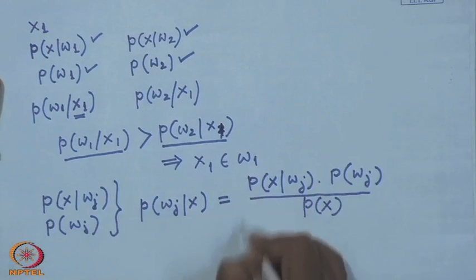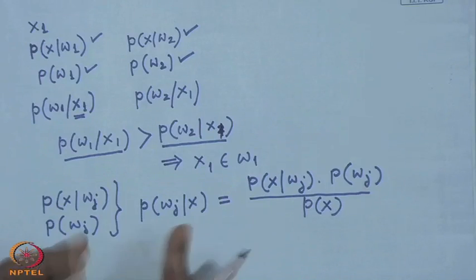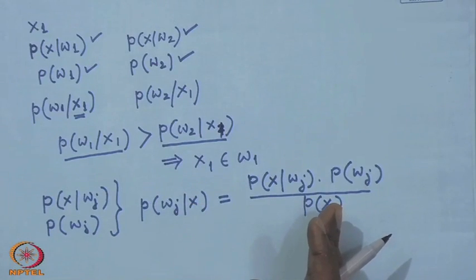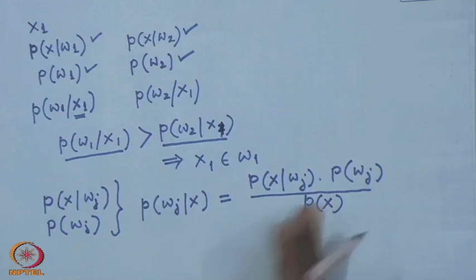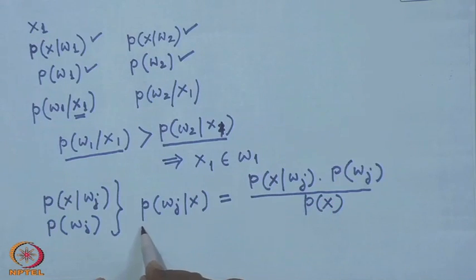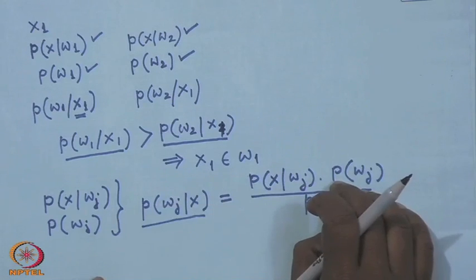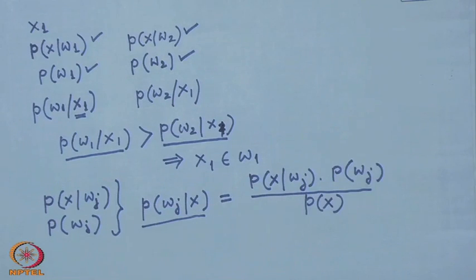So, this is the a posteriori probability which has to be computed for all the classes, and the class for which this a posteriori probability, that is p of omega j given x, will be maximum, this x will be classified to the corresponding class. So, this was the basic Bayes classification rule.